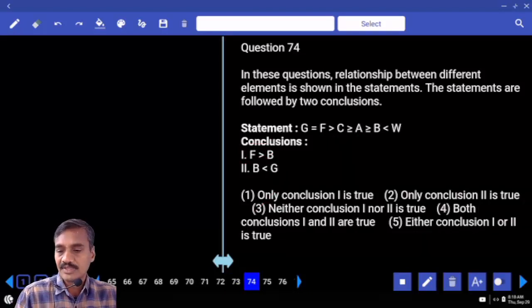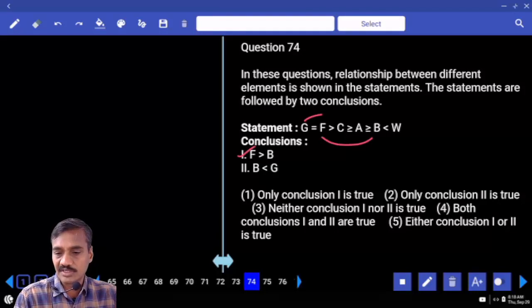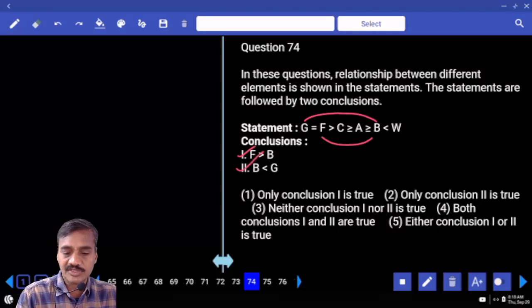Now F and B. F greater than B. And B and G. Now G greater than B is true, B lesser than G is also true. Hence both 1 and 2, choice 4, question number 74.